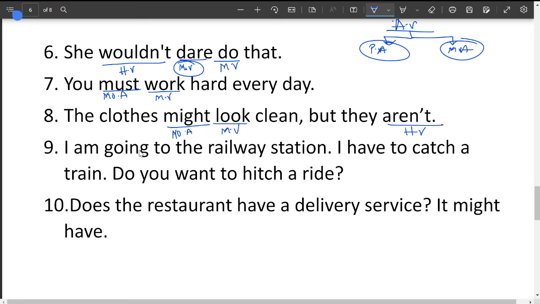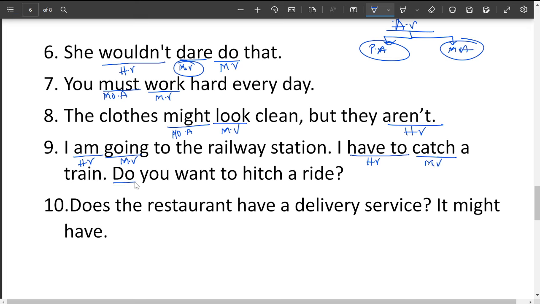Next, I am going to the railway station. Am here is a helping verb. Going is V4, that is the main verb. I'm going to the railway station. I have to catch a train. Have to is a helping verb here, that is a modal auxiliary. Next, catch is the main verb. Okay, next you have one more sentence left.